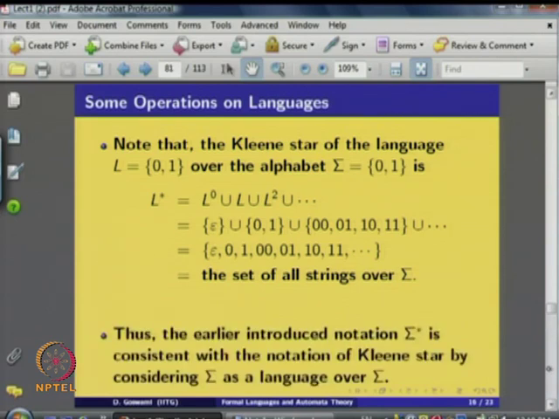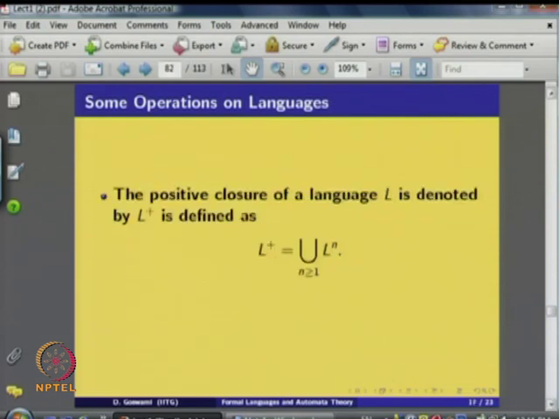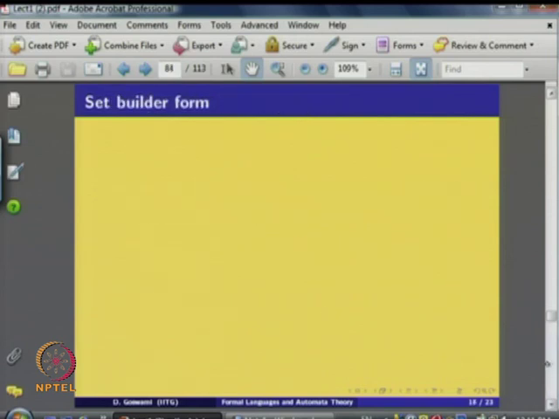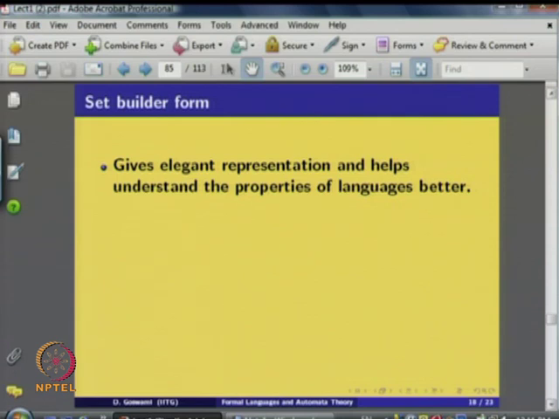That means, if we take sigma as a language over sigma, then our notation of sigma star is consistent with the Kleene star. We define the positive closure of a language L, which is denoted as L plus, as the union of all L to the power n for n greater than or equal to 1. That means L star is simply L plus union the singleton epsilon. Now, we have described different kinds of languages, but if we represent the language using a form which is called statement form, it helps us understand various properties of language better, and also it gives some very elegant representation.